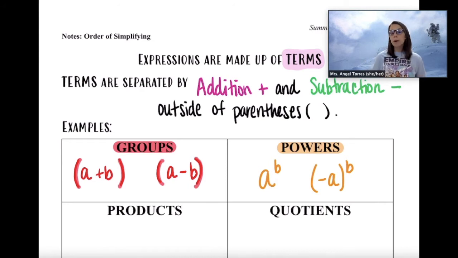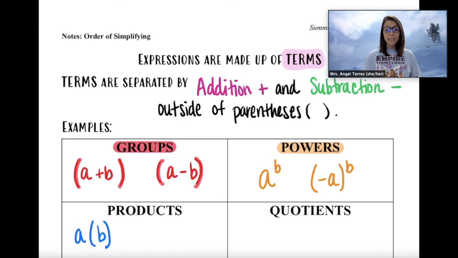Third type of term that we're going to look at a lot in this class are products. To represent our products, you've seen many different ways. You started off seeing the X symbol, then we introduced the dot symbol, but in this video, we're going to be looking at products also using parentheses. And the way that we can tell this is a product and not a group is because one of the factors is outside of the parentheses and one of the factors is inside.